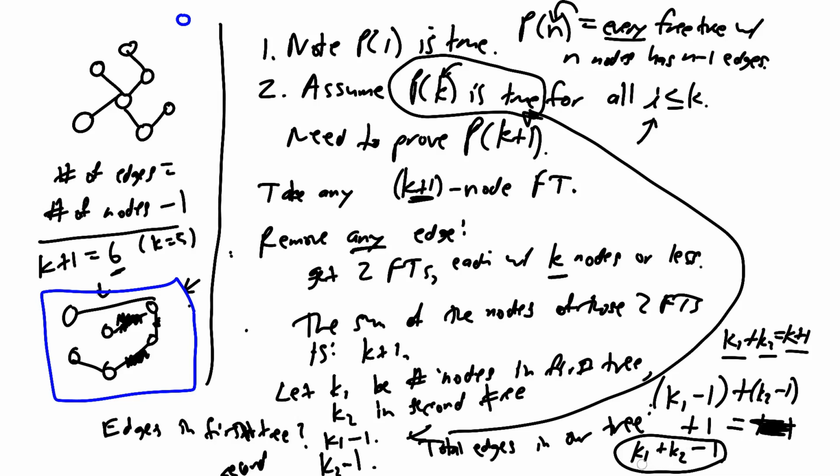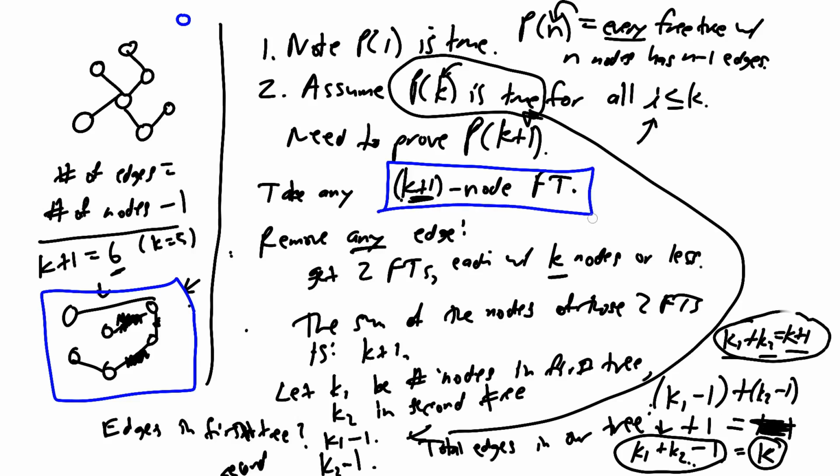And k1 plus k2 minus 1 is the same as k, because k1 plus k2 equals k plus 1. So k1 plus k2 equals k plus 1. K plus 1 minus 1 is k. Therefore, the tree has k edges. So what we've shown is that if you take any k plus 1 node free tree, it has got k edges in it. So again, come up for air now.